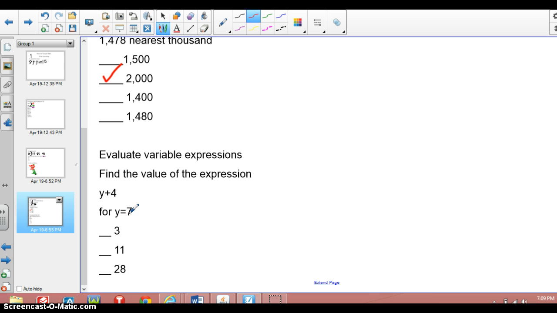Now, then we can do evaluate variable expressions and find the value of the expression. So we have y plus 4. We want to know what is y in order to get the answer. For y equals 7, so trying to figure this out, that would be 7 plus 4, which would give us which answer? And the student's answer, and this would be the answer, 11.